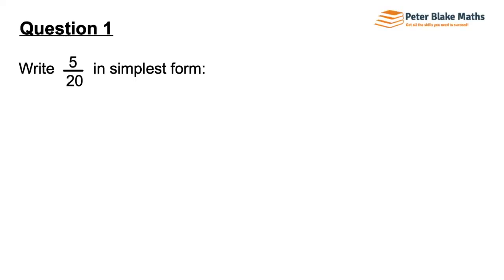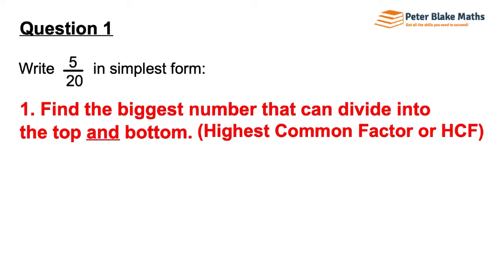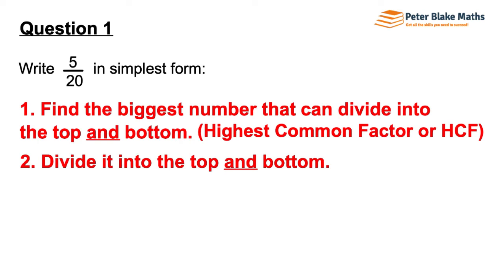Question 1. Write 5/20ths in simplest form. We find the biggest number that can divide into the top and the bottom, known as the highest common factor, and we divide it into the top and bottom and get an answer.